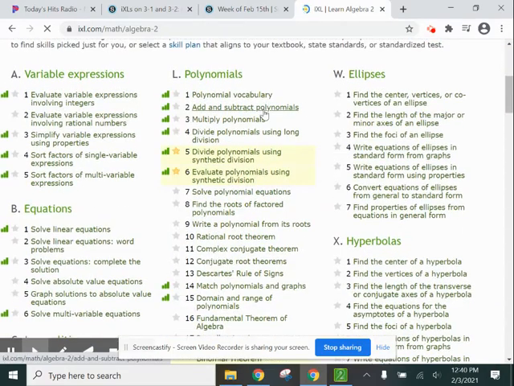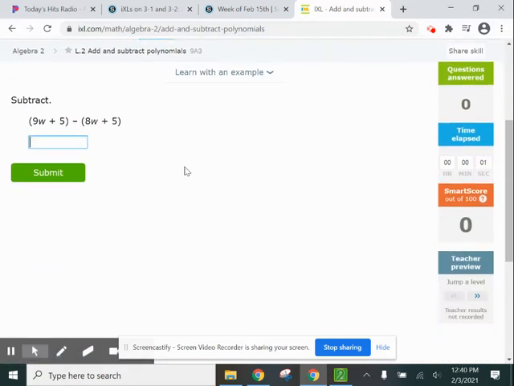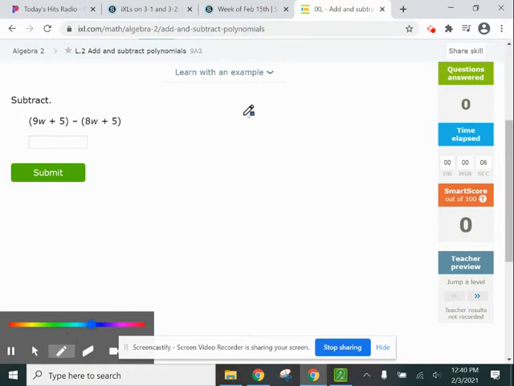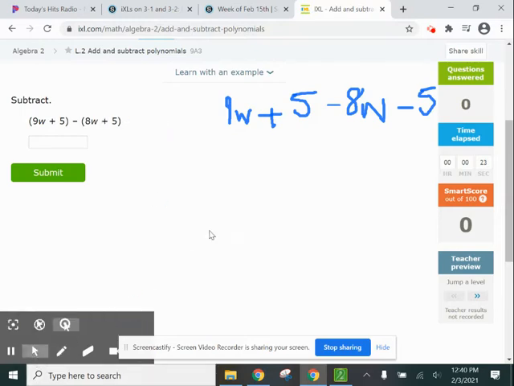L2 is adding and subtracting polynomials. This is just going to be combining like terms. You do want to make sure you're careful with your positives and negatives here. So notice this is a subtraction. So if I pull up my pen here, I'm going to have 9w plus 5, and that's going to be minus 8w minus 5. When you're subtracting, you have to distribute that negative to everything in the second set of parentheses. So the 9w minus 8w is going to be 1w, or just w.